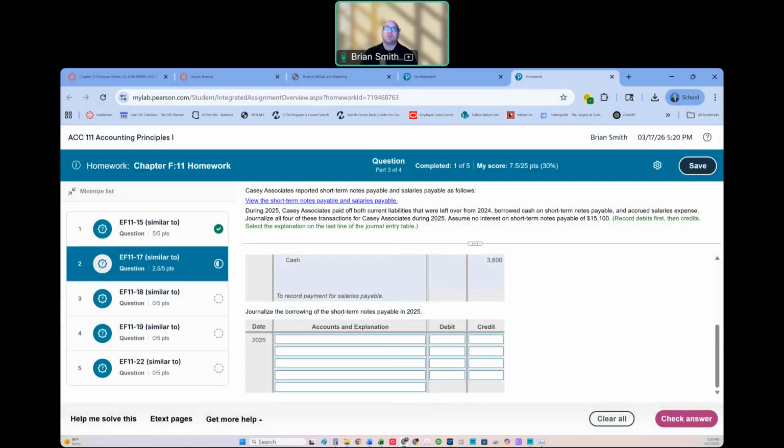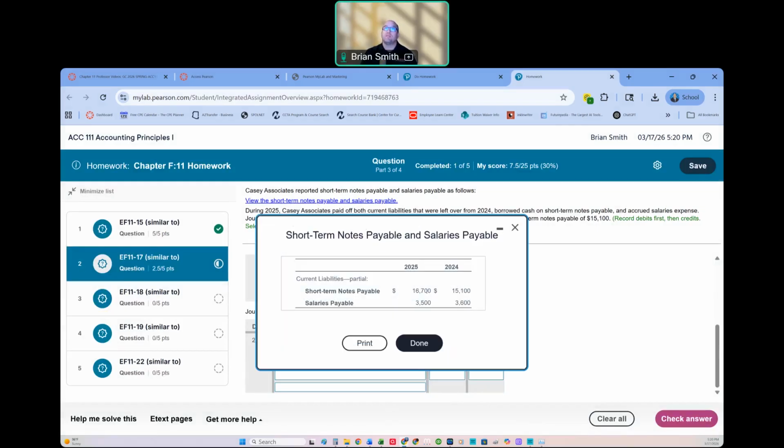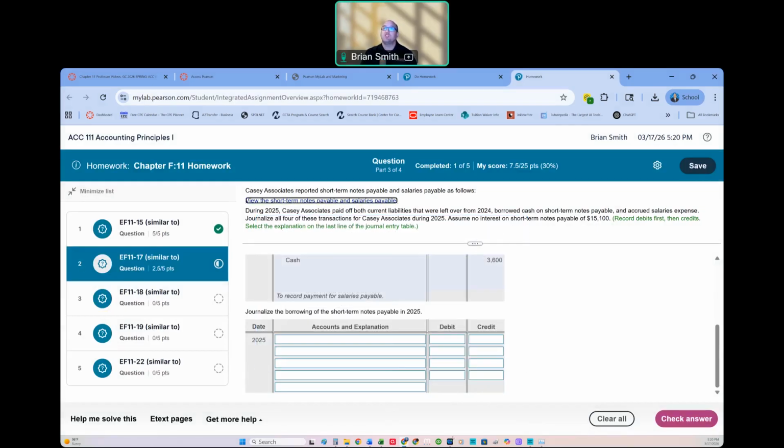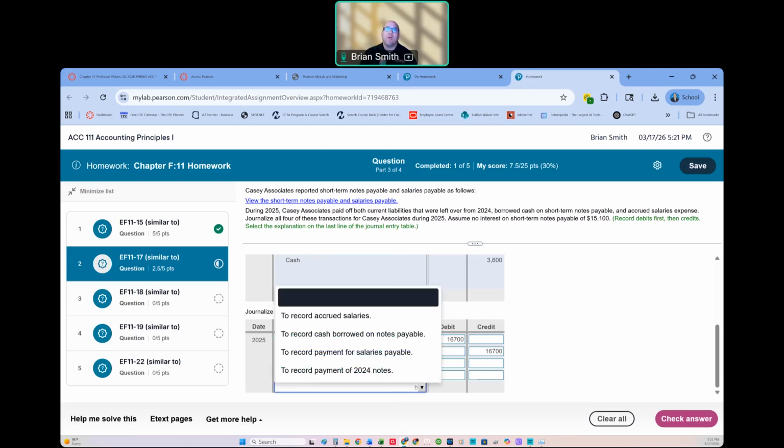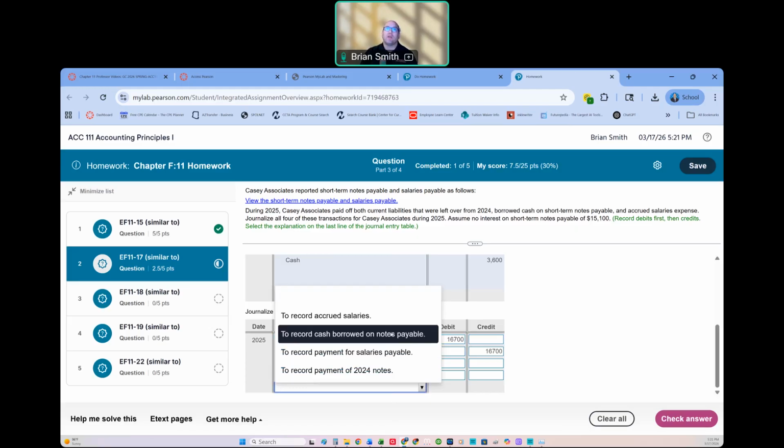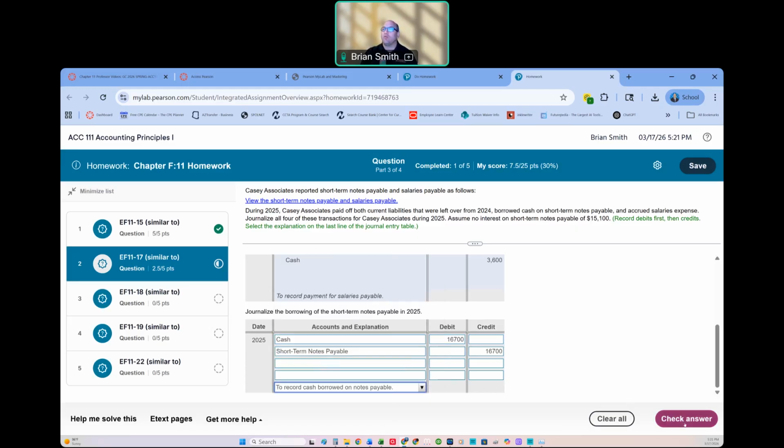Excellent. Journalize the borrowing of the 2025 short-term notes payable, 16,700. Let's just put that in there first, shall we? So we're going to debit cash because we're borrowing the money, and we're going to credit short-term notes payable. To record cash borrowed on notes payable.